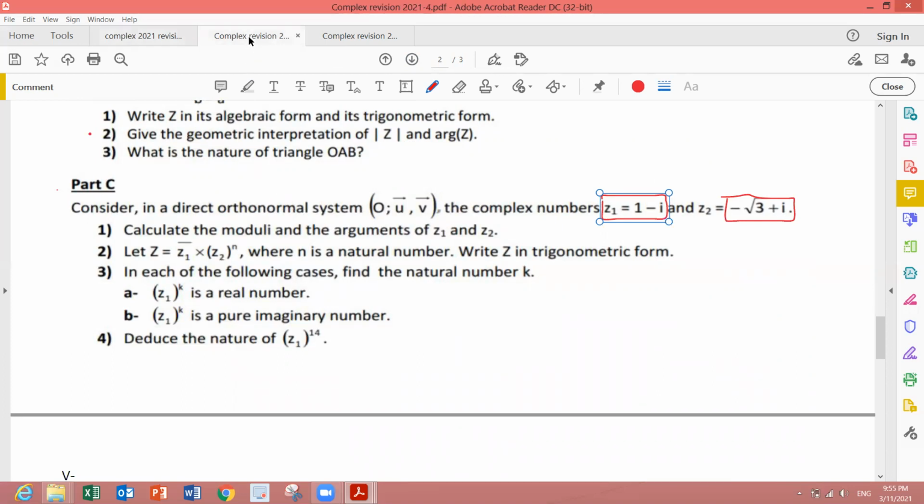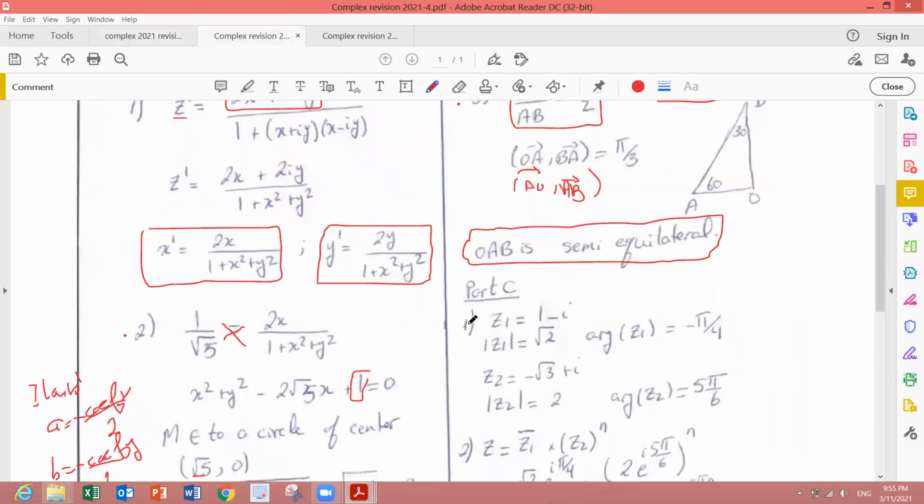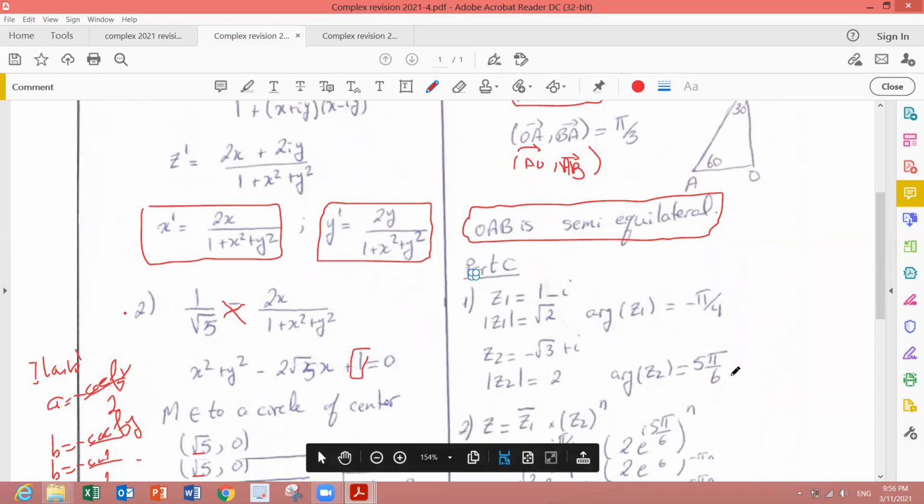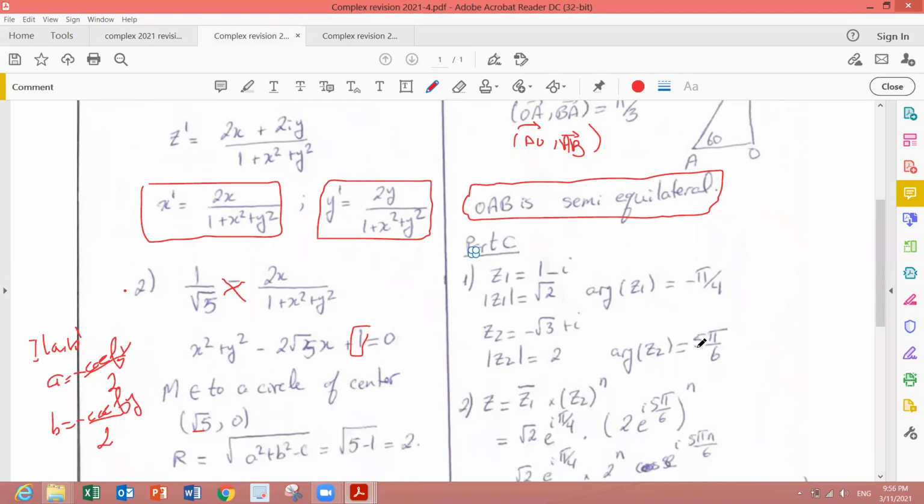This is simple by using the calculator. So part C, Z1 equals 1 minus i, then the modulus of Z1 equals radical of 1 squared plus 1 squared, equal radical 2. By using the calculator, the argument of Z1 equals minus pi over 4. The modulus of Z2 equals radical of 3 plus 1, radical 4, which is 2. The argument of Z2 equals 5 pi over 6.